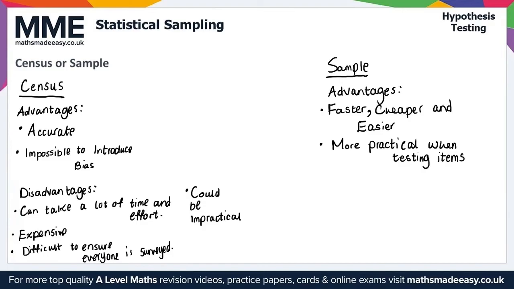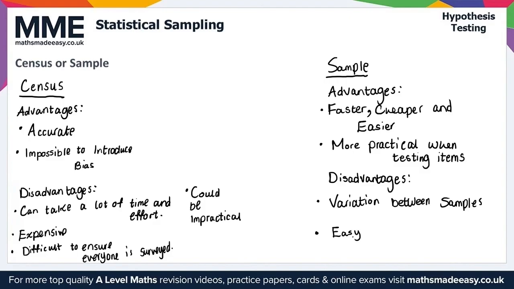Clearly we do have some disadvantages for samples. One, each possible sample will give different results, so there's going to be variation between samples. Another disadvantage is that it's very easy for sampling bias to occur.